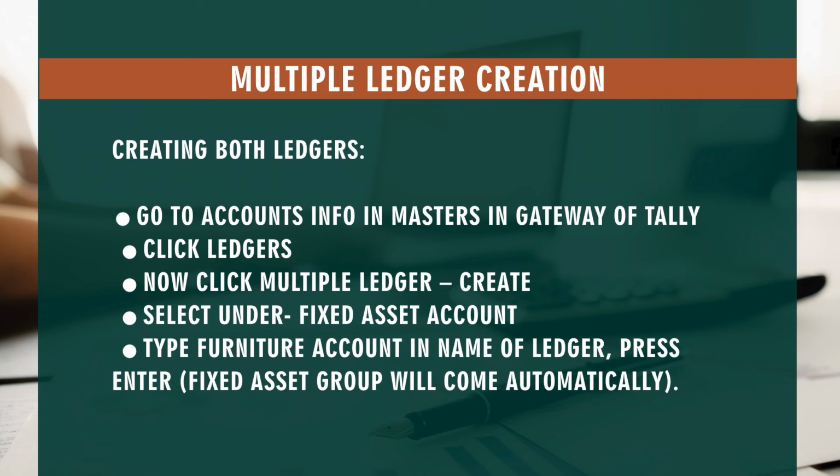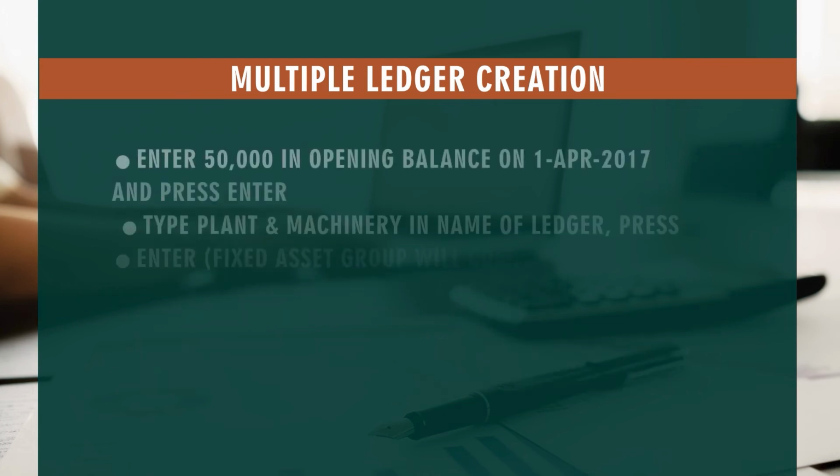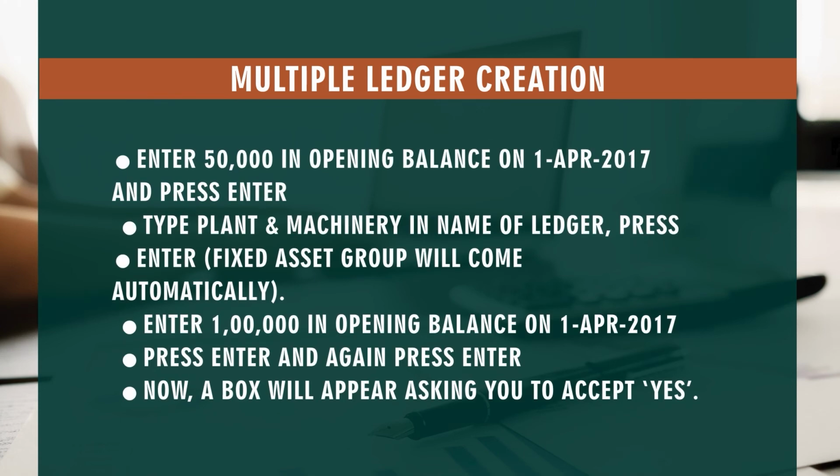ledger. When you write the name of the ledger, that is furniture, then since you have selected the fixed asset group, it will automatically appear adjacent to the furniture. Now you put down the balance we have taken to be 50,000 rupees. Then press enter, then write the name of the second ledger. Second ledger is plant and machinery.